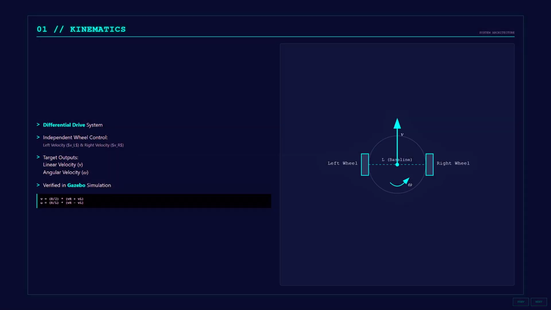Before running any code, we considered the kinematics. The Turtlebot 3 is a differential drive robot. By controlling the velocities of the left and right wheels independently, we generate a linear velocity v and an angular velocity omega. We verified this behavior in simulation first to ensure our method was correct.